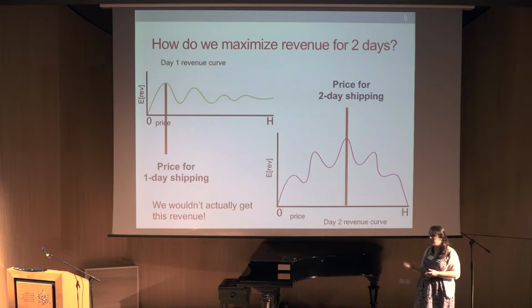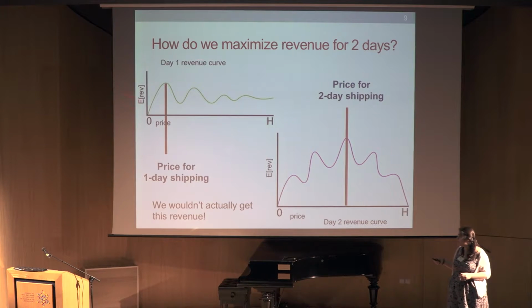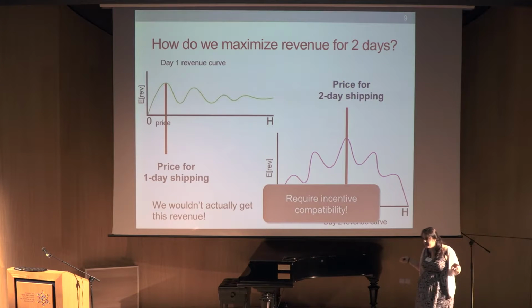Good. So, and the problem with this setting was that if we just post the peaks, we're not actually getting this revenue because it's not incentive compatible. So we're not actually getting this point plus this point. Okay, so what can we do instead? We can require incentive compatibility by the revelation principle.